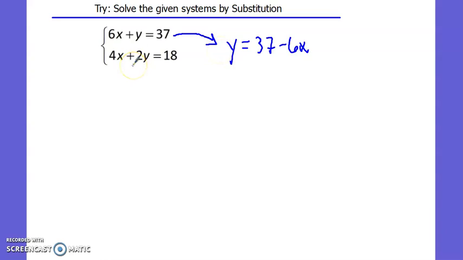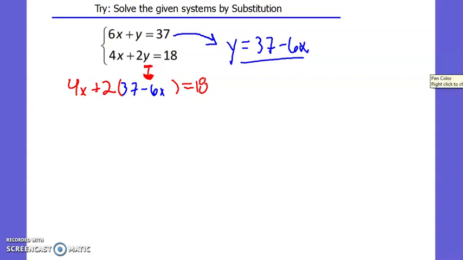In which case, we can go to that second equation, which would be 4x plus 2y, which I'm going to leave a blank there. I'm going to take out y again. I'm going to insert what it's equal to. So that's equal to 18. But now remember, instead of y, I'm going to put in this equation here, 37 minus 6x. Well, now it's our job just to clean that up a little bit.